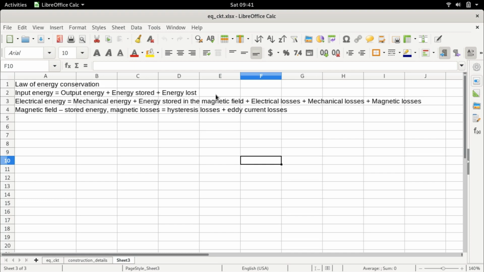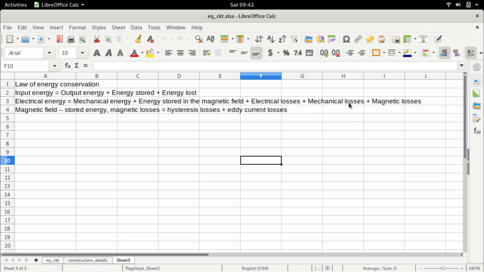There is, besides that, energy stored in the magnetic field. This energy stored in the magnetic field is due to the fact that the motor is an electromechanical machine and the magnetic field is fundamental to its operation. And when you have any magnetic field, you always have energy stored in it. Besides that, there are electrical losses, which are basically ohmic losses, because after all you have stator windings which have a resistance, you have rotor bars which have a resistance, and when current flows through any of them, they will produce ohmic losses. So these are electrical losses.